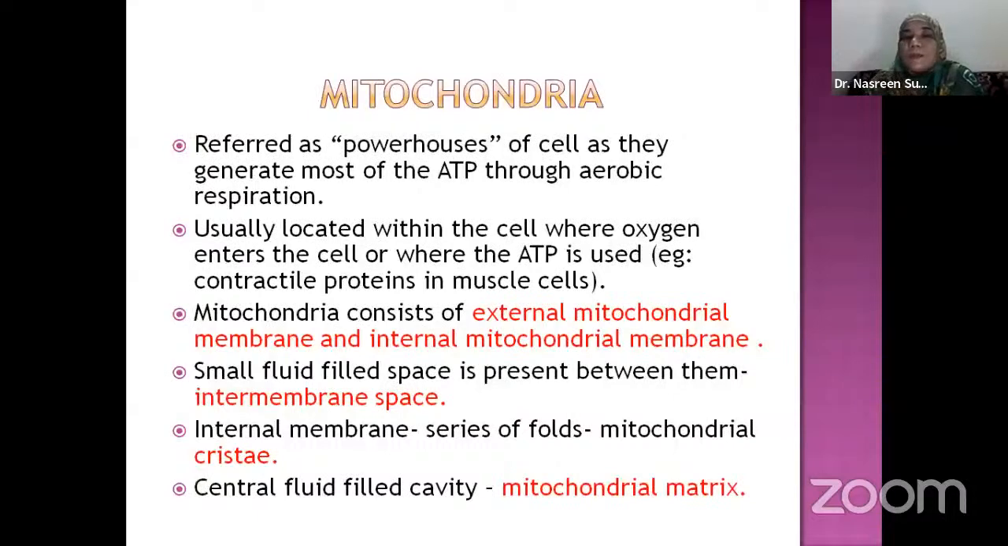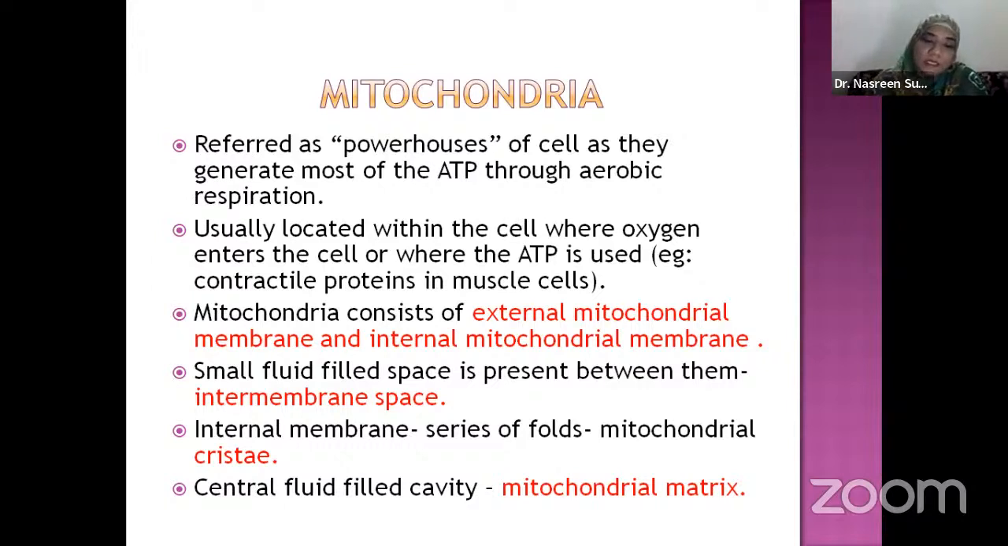Okay, next is mitochondria. Mitochondria are called the powerhouses of a cell as they generate most of the ATP through aerobic respiration, meaning in the presence of oxygen. These are usually located within the cell where oxygen enters the cell or where the ATP is used.